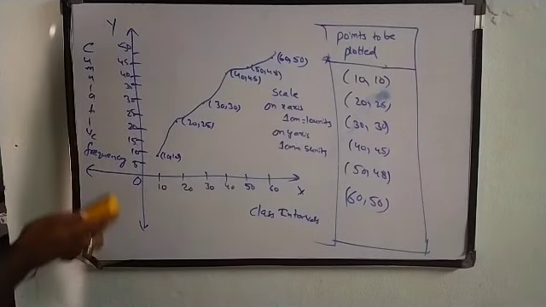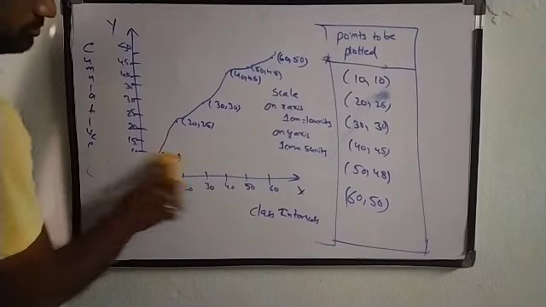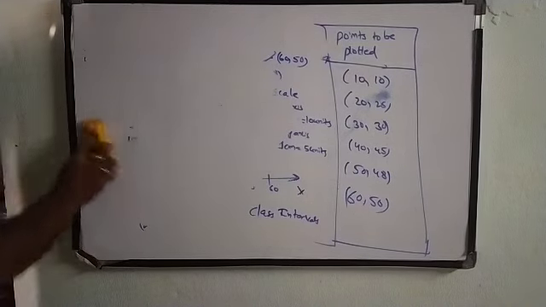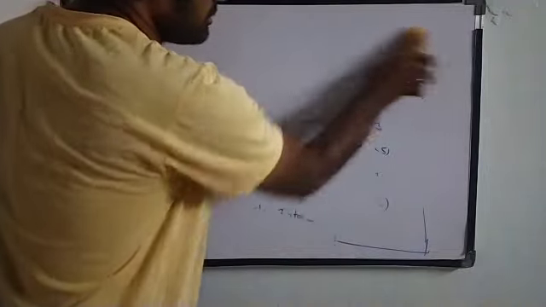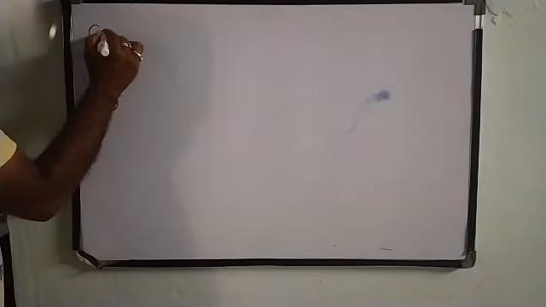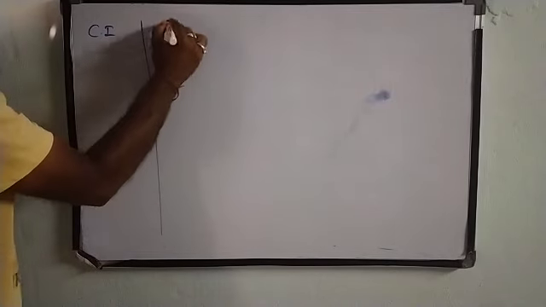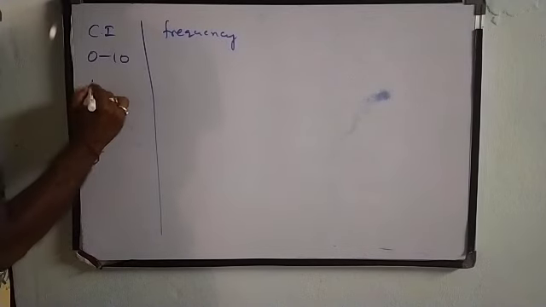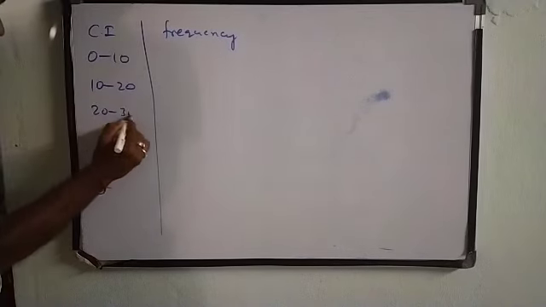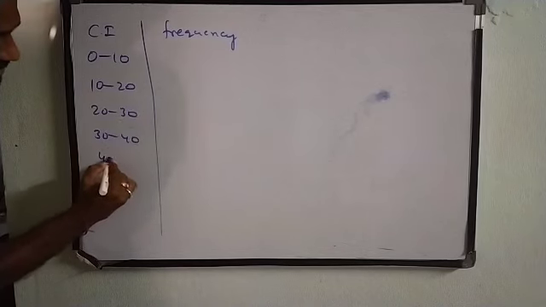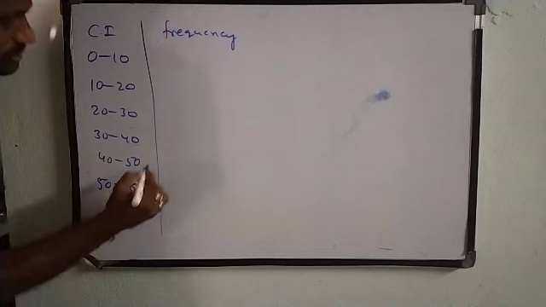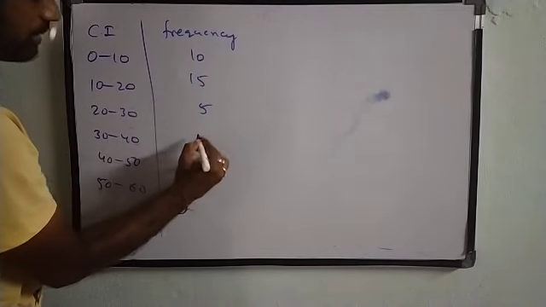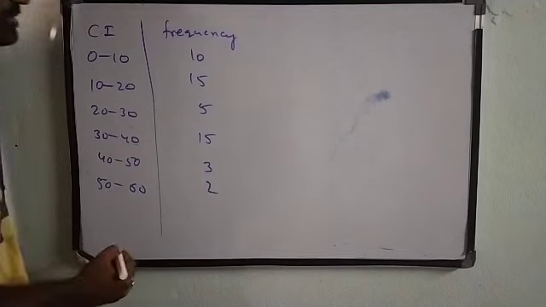Now let us take another question, for the more than OG curve. Same question. Class intervals and frequency: 0 to 10, 10 to 20, up to 60. The frequencies are 10, 15, 5, 15, 3, 2. Same as we have taken.